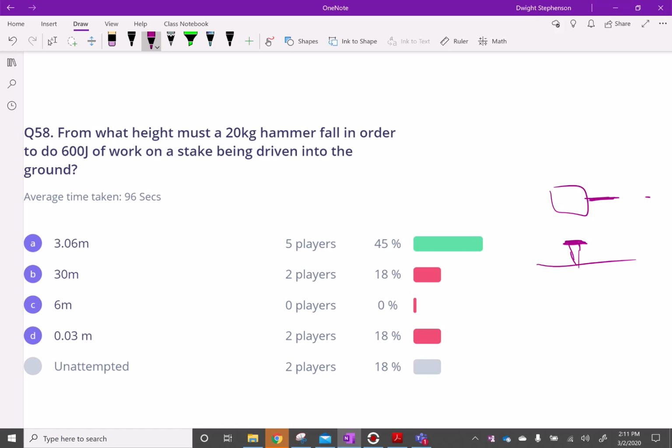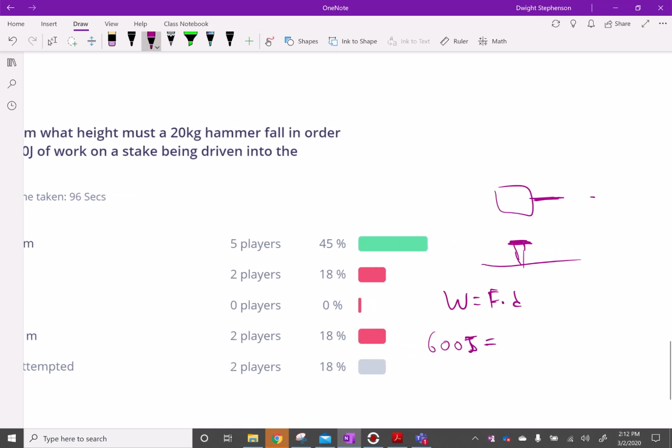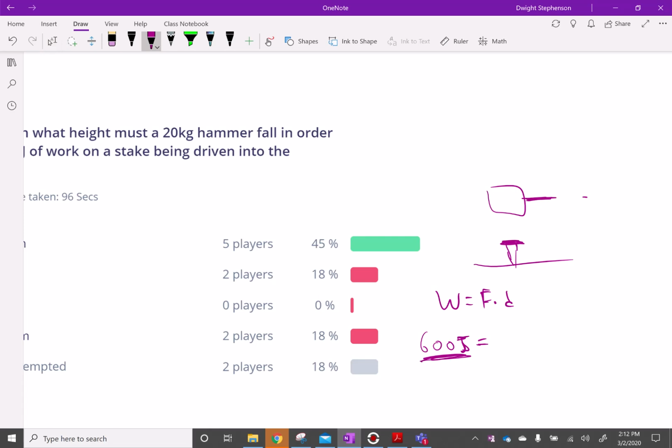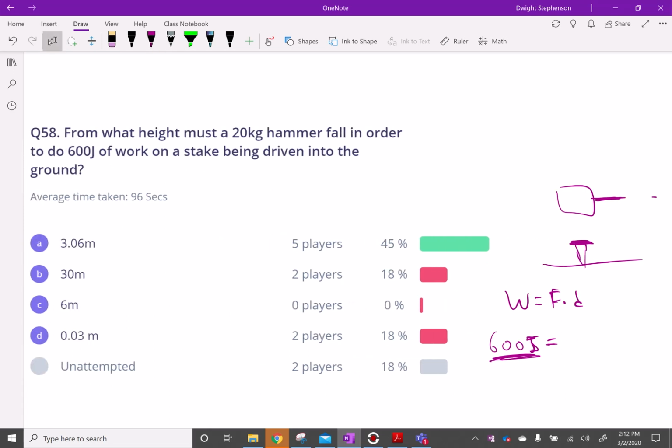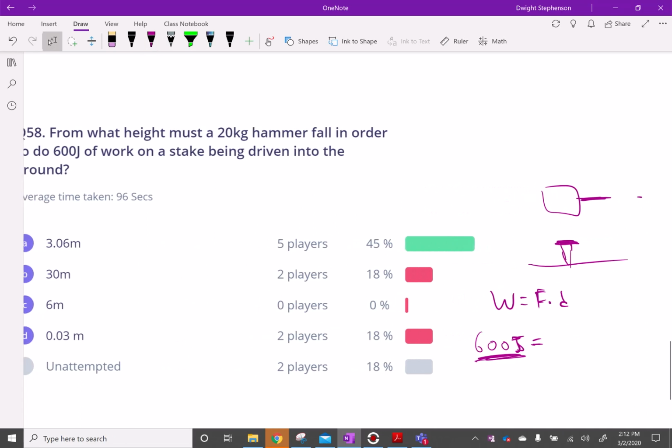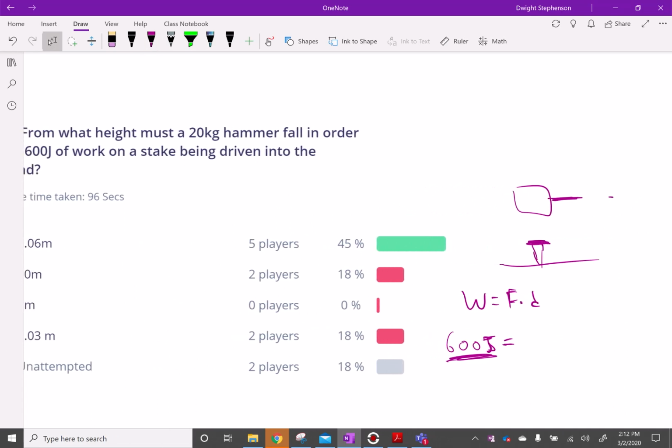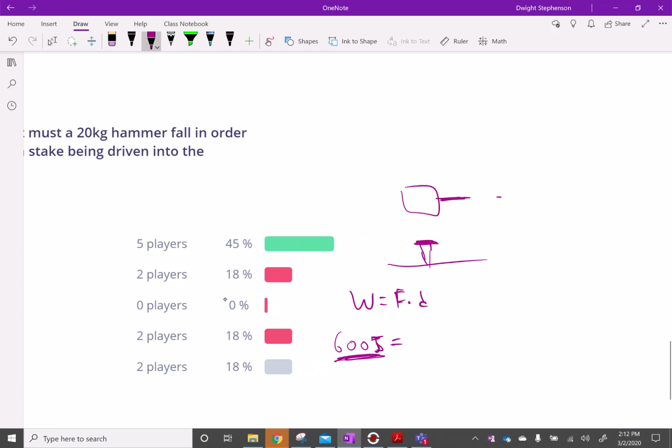We want 600 joules of work. So we know that work equals force times displacement. So in this case, the work should be 600 joules. Assuming there's no friction here, because friction might slow this down. Oh no, never mind. We just need to do 600 joules of work. So basically we want to know, at what height will we have potential energy of 600 joules?